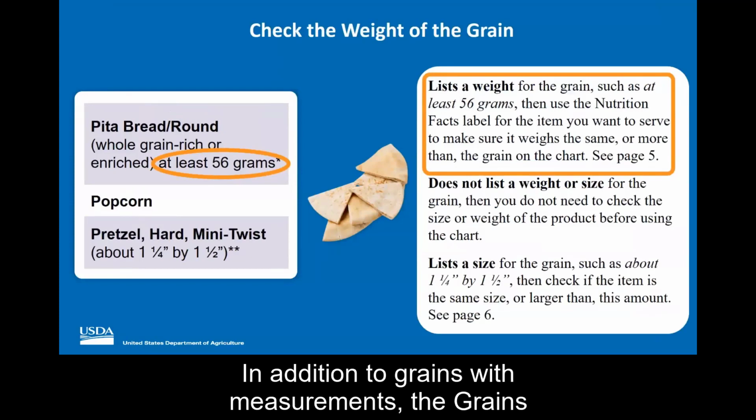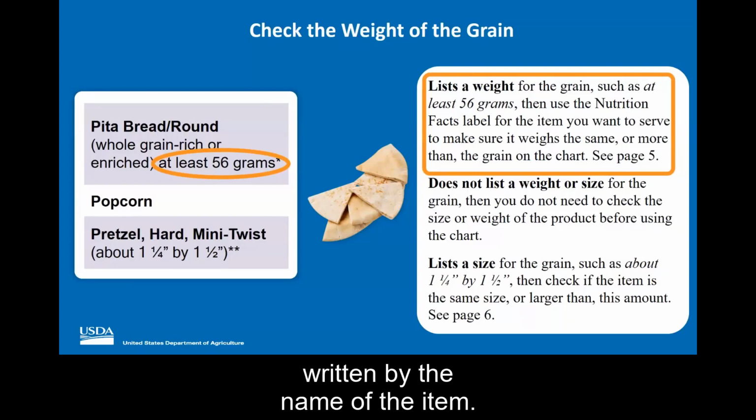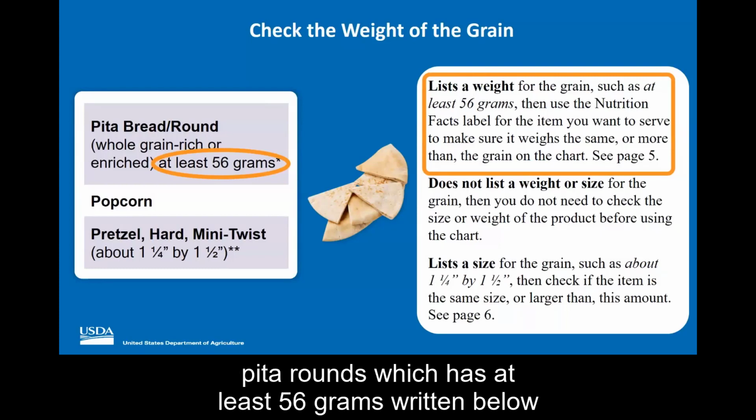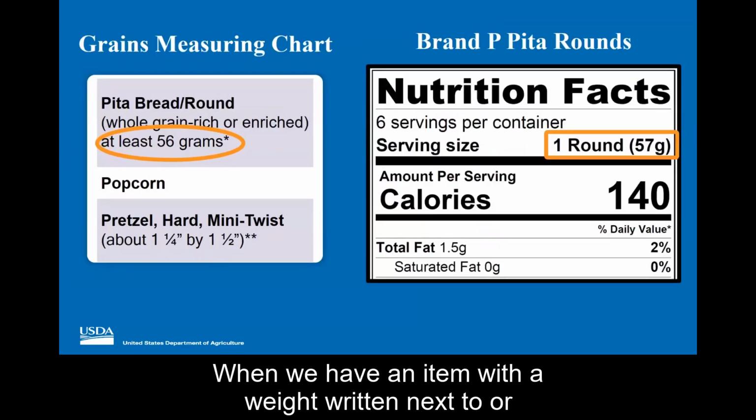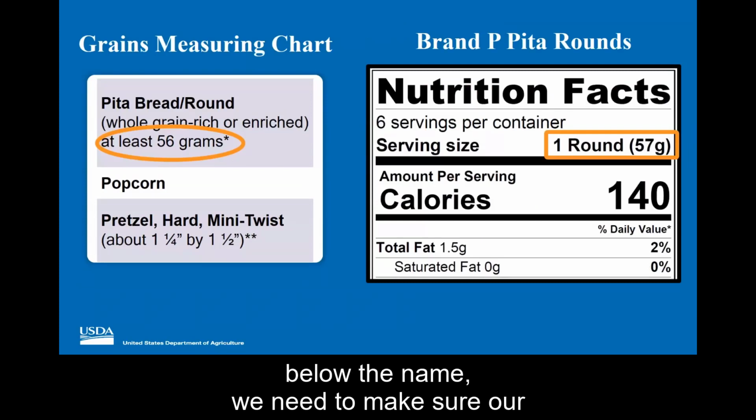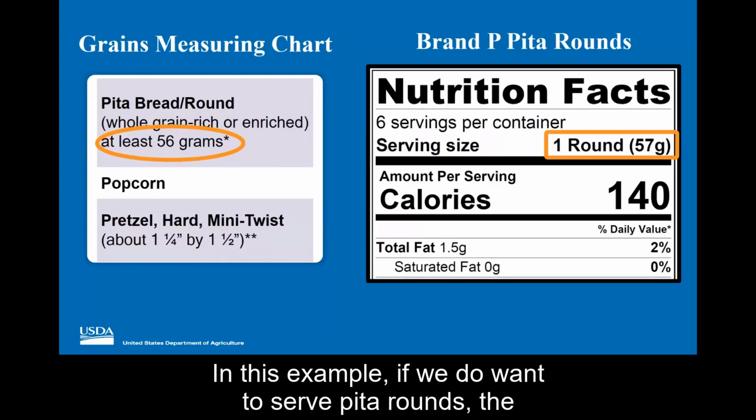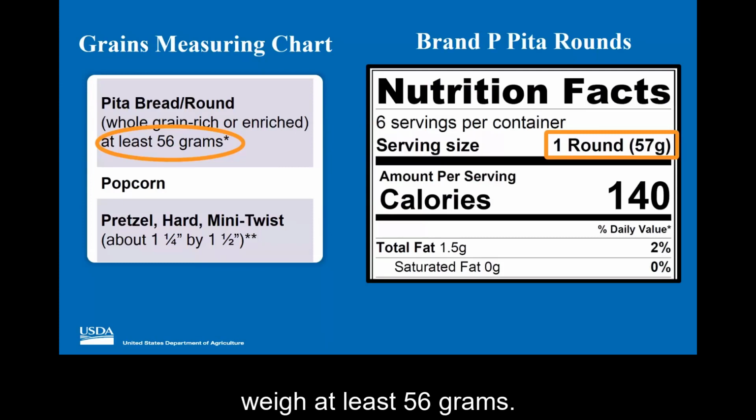In addition to grains with measurements, the grains measuring chart also includes grains that have a weight written by the name of the item. One example, as you see on the slide, is pita bread or pita rounds, which has at least 56 grams written below the name of the item. When we have an item with a weight written next to or below the name, we need to make sure our item weighs that amount or more. So in this example, if we do want to serve pita rounds, the grains measuring chart tells us that the pita round has to weigh at least 56 grams.